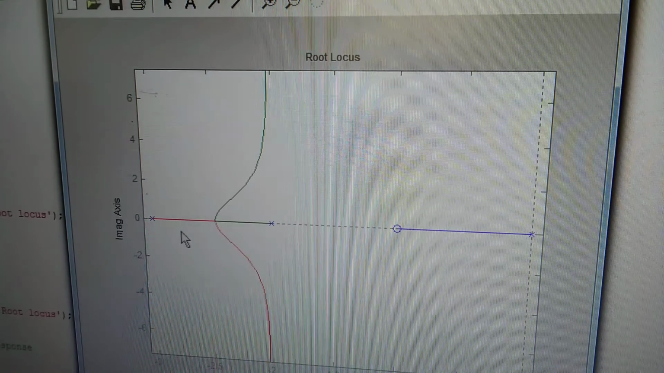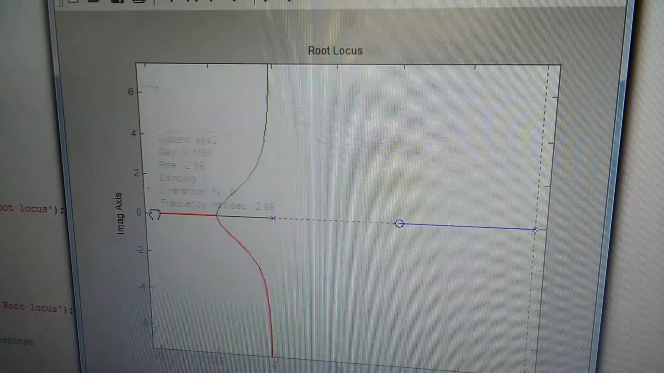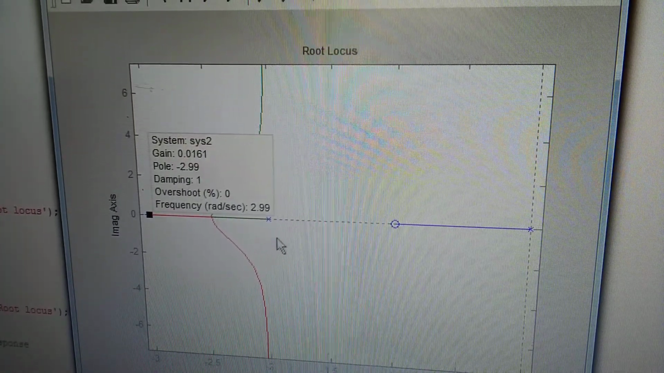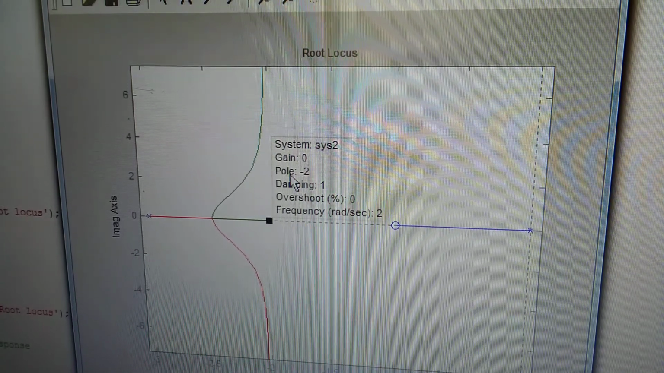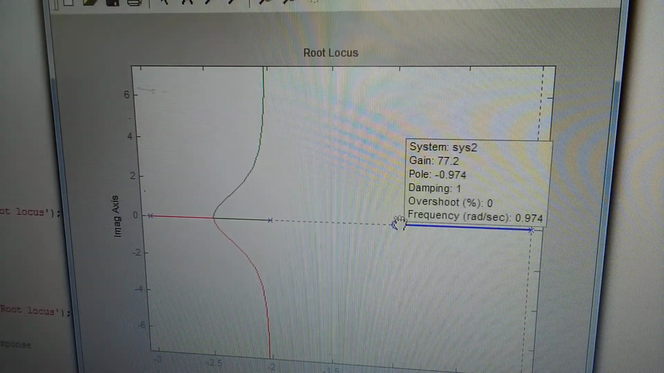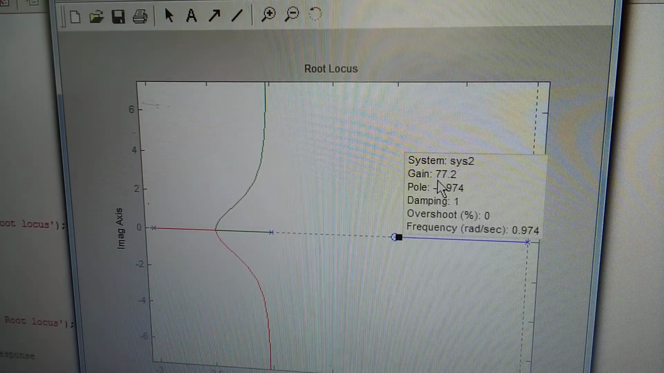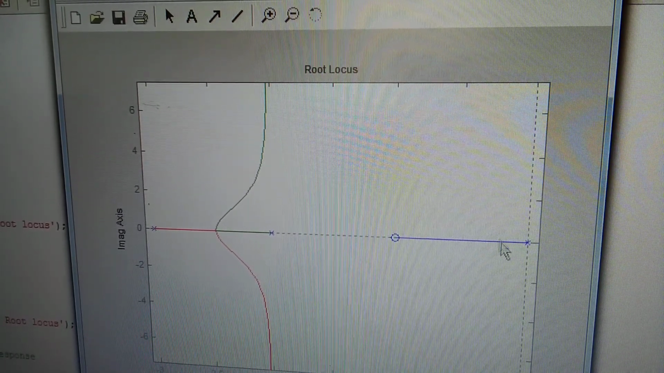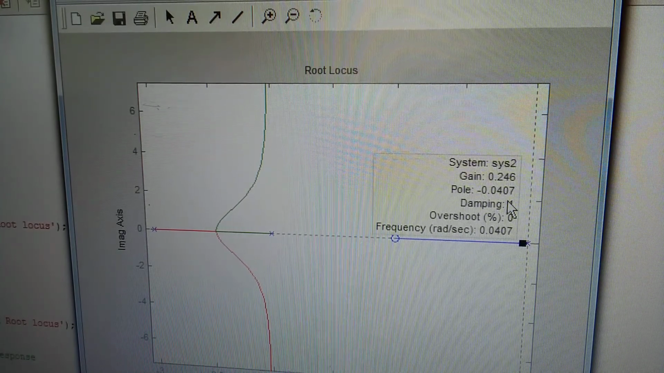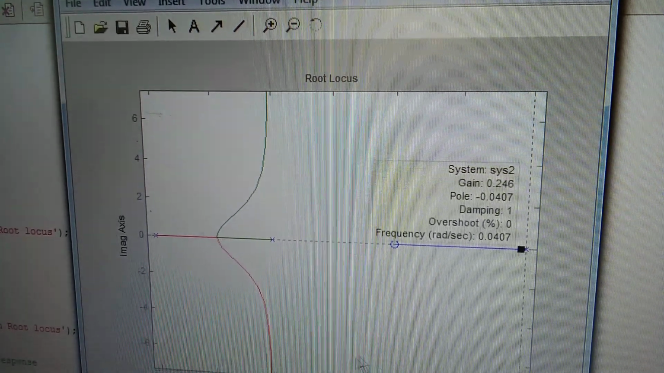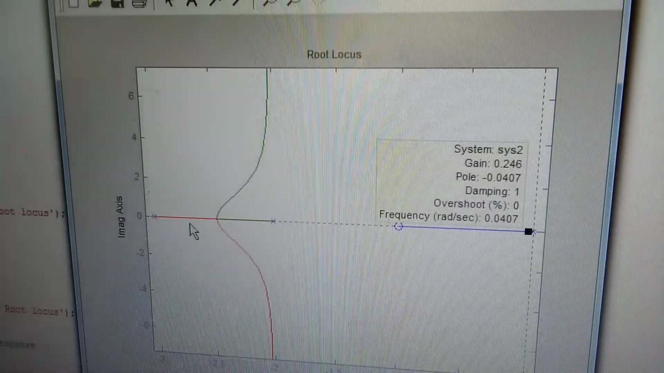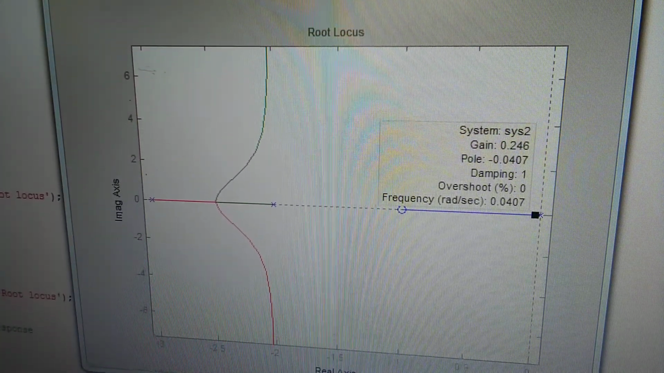Then the next one is the pole-zero effect. This is the pole minus 2.9. This is the pole minus 2. This is the zero, shown as a circle. I can get the gain, the pole, everything. Again the pole, damping, overshoot, everything is shown. So this is the effect of the pole and zero on the root locus.